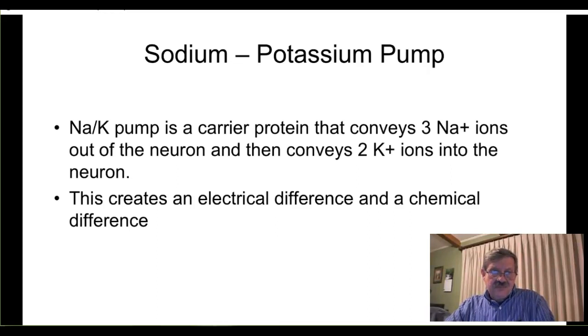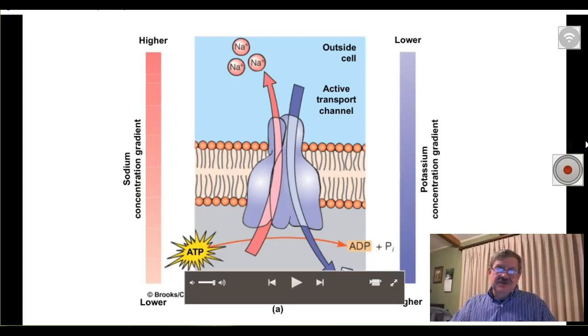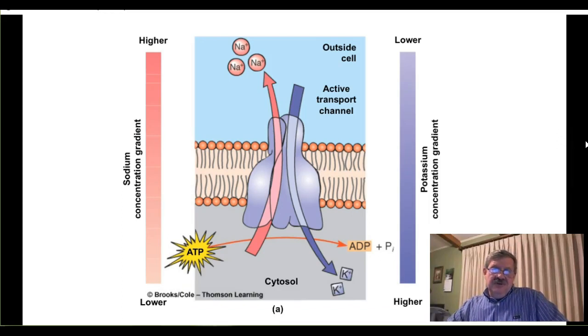So, this movement of the sodium and potassium creates an electrical difference and a chemical difference across the membrane. So you notice right here, I'll show what's happening: 3 sodiums are being moved out, and in return 2 potassiums are being moved into the cell, and ATP is breaking down to ADP, adenosine diphosphate, and inorganic phosphate. And in the process, that's using some of the energy from the cell.